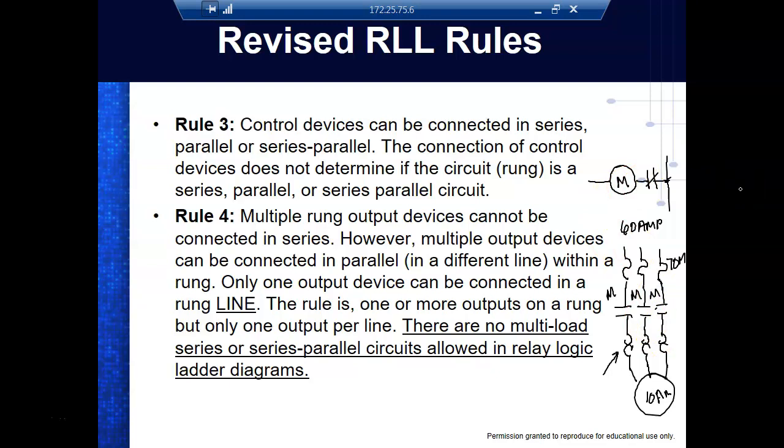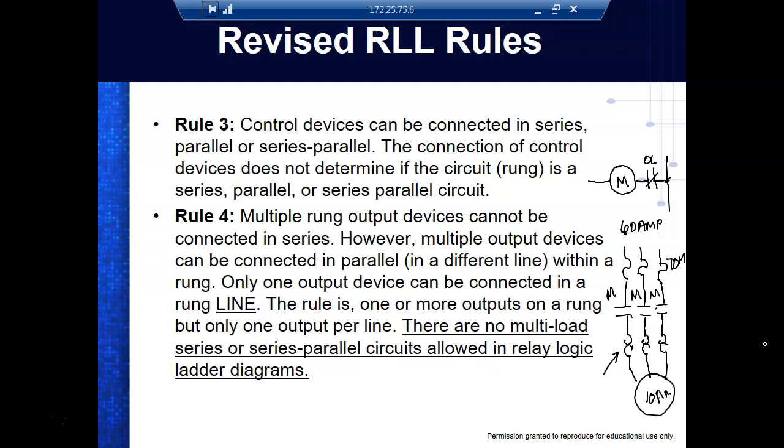So the only thing that's allowed in relay logic between a load and L2 is an overload contact. So you can tell if a coil is a motor starter because it's got an overload out here. It might be labeled overload, by the way. That's the only thing that's allowed between L2 and the load, an overload contact for a motor starter. Only one output device can be connected in a rung. The rule is one or more outputs on a rung, but only one output per line.